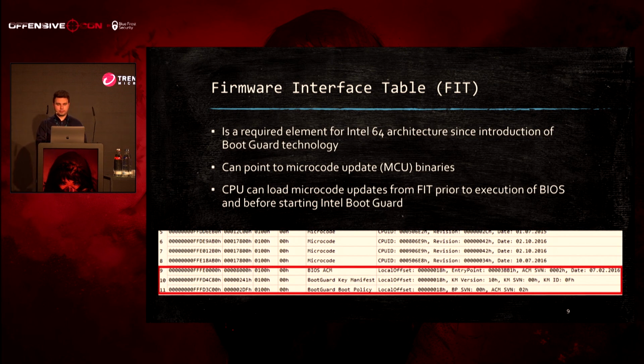What else do you know about FIT? It became a required element for Intel architecture since the introduction of Intel BootGuard technology, because it contains entries that point to BootGuard components. Please see other entries of it on the picture. This allows the CPU to verify the integrity of the BIOS code before executing it. Also, like I told before, the firmware interface table is used to update the CPU microcode before running any firmware and before starting even Intel BootGuard.